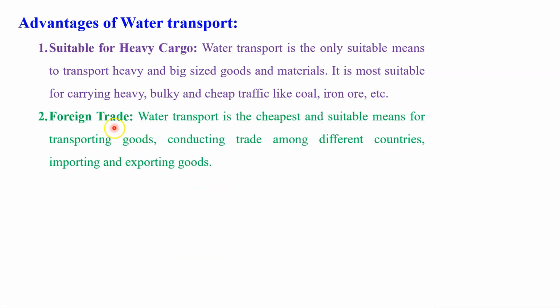For foreign trade also, water transport is the cheapest and most suitable means for transporting goods, conducting trade among different countries, importing and exporting goods. Really, dear student, if we are talking about the international trade of India or the foreign trade of India with other countries, for that purpose we mainly use water transportation. So with respect to foreign trade, water transportation is a very useful mode of transportation in the case of India. Not only in India, but the rest of the world also uses water transportation on a large scale for conducting international trade or foreign trade with the various countries of the world.